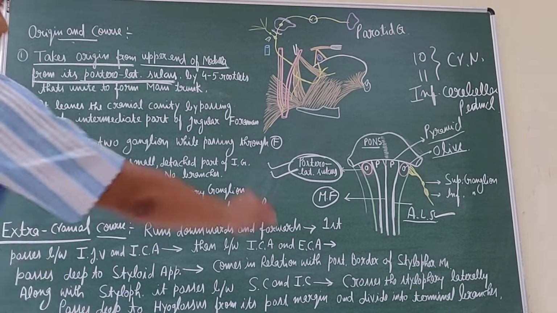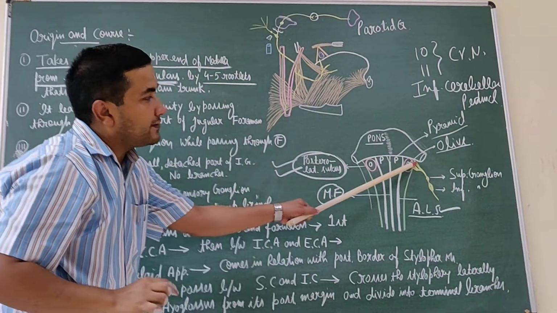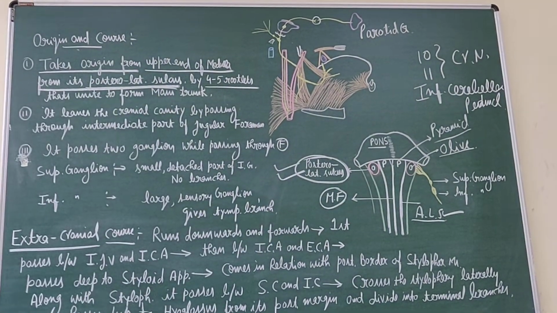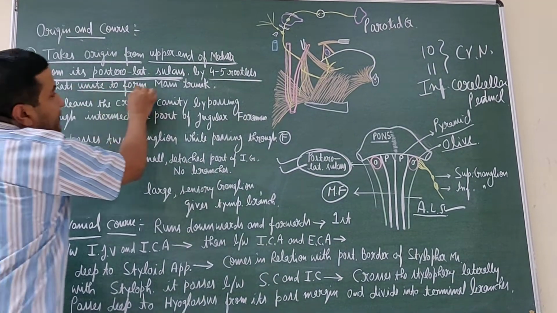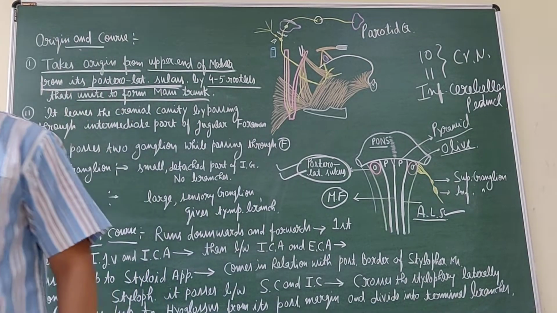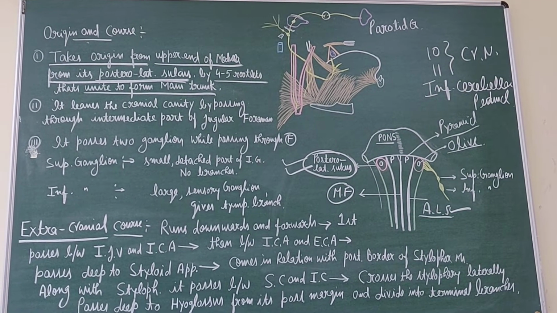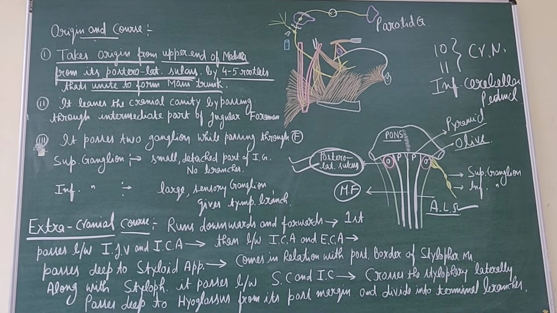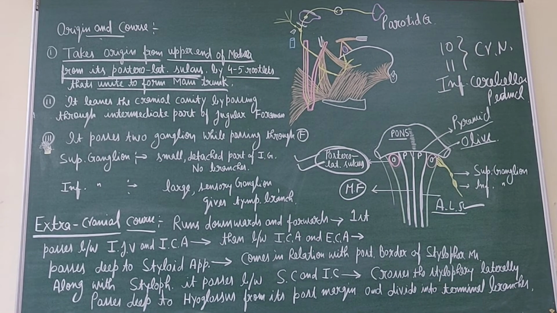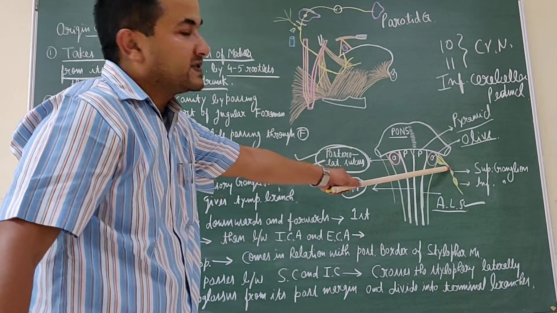And this nerve takes origin by 4 to 5 rootlets. These are the 4 to 5 rootlets, small branches, and they unite to form the main trunk. This is the main trunk. In short, it takes origin from the posterolateral sulcus of the upper end of the medulla by 4 to 5 rootlets that unite to form the single nerve.